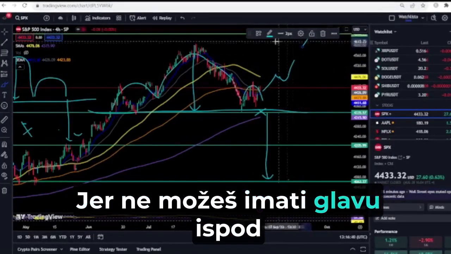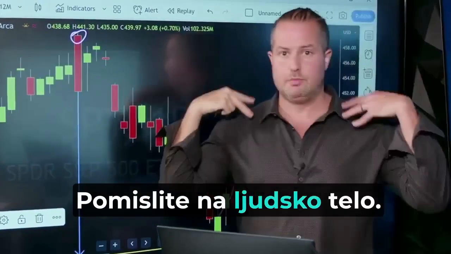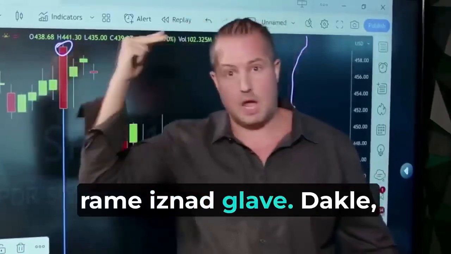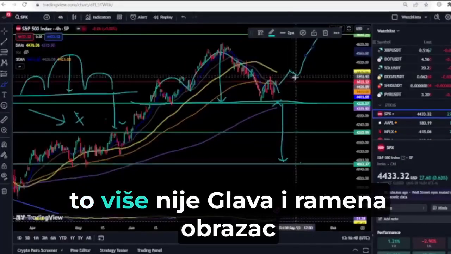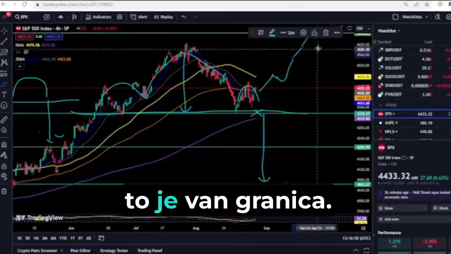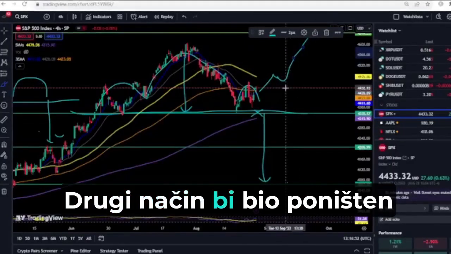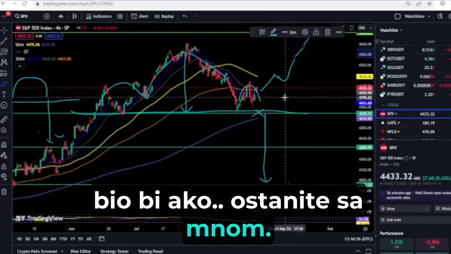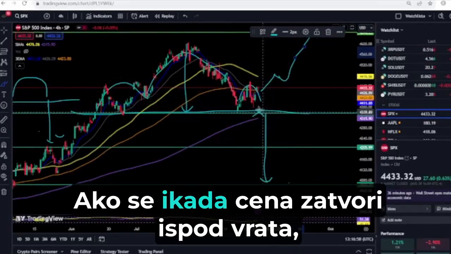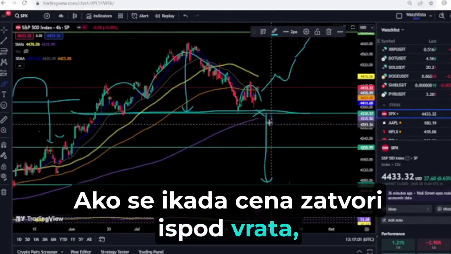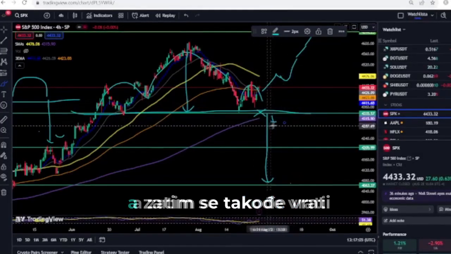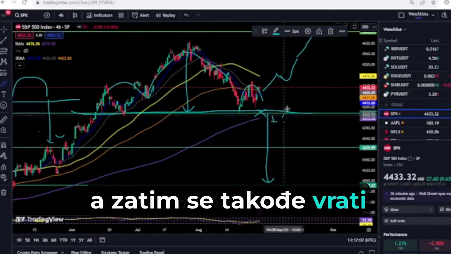Because you can't have a shoulder that, think about a human body, I can't even get my shoulder above my head. So therefore, that would invalidate it. No longer a head and shoulders. That's off the table. The other way it would be invalidated as well would be if you ever close below the neckline. So if you close below the neckline and then get back above, invalidated as well.